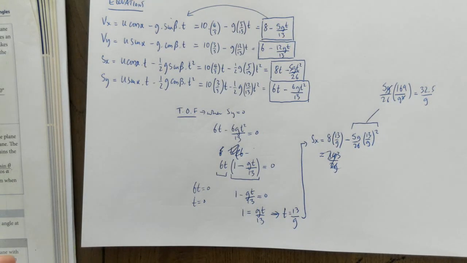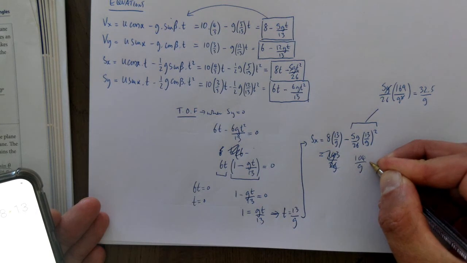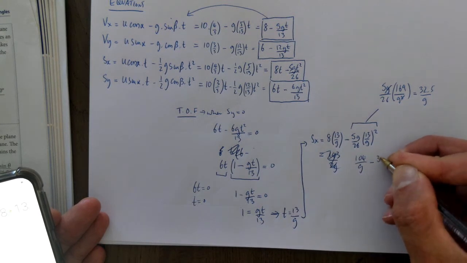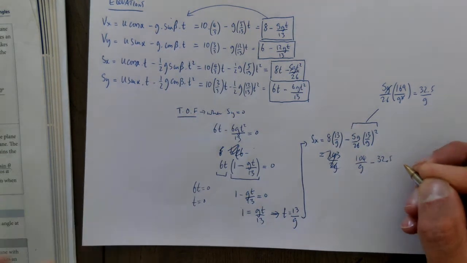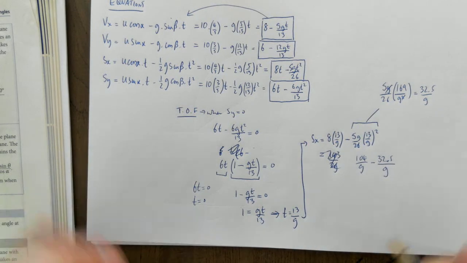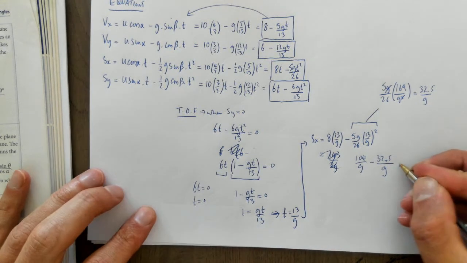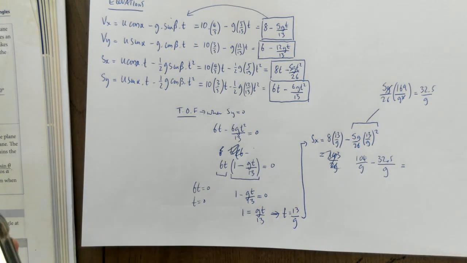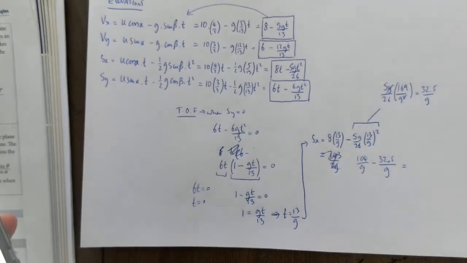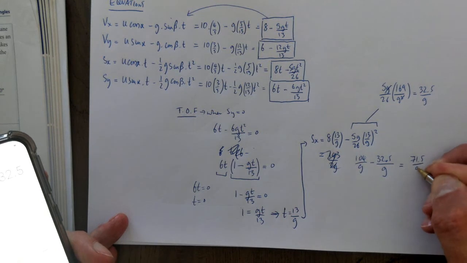8 times 13, so that's 104 over g, minus 32.5 over g. Okay, that gives me 104 minus 32.5 is equal to 71.5 over g.